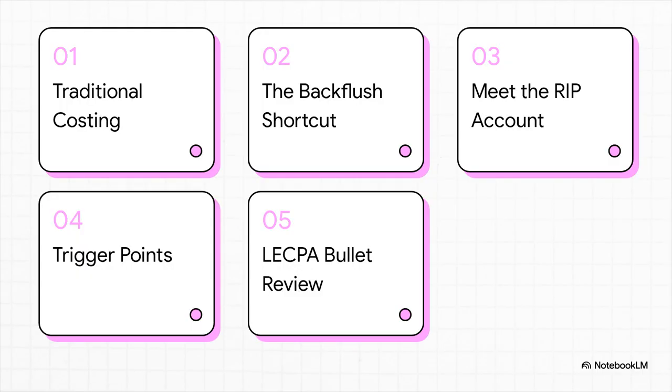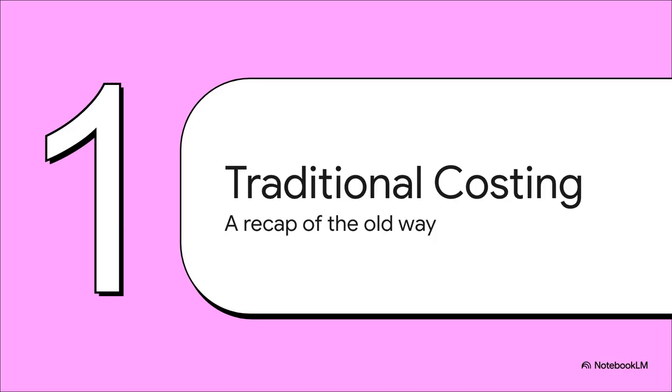Okay, so here's our game plan. First, we'll look at the old-school grind of traditional costing. Then, we'll jump into the backflush costing shortcut, meet the awesome RIP account, figure out what trigger points are all about, and wrap it all up with a super quick LECPA bullet review to make sure this stuff sticks. Let's do this. All right, Section 1.